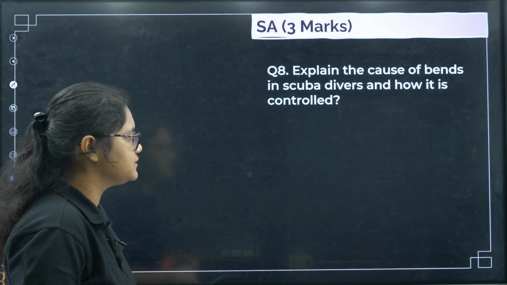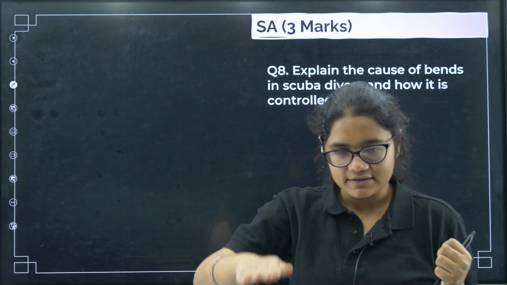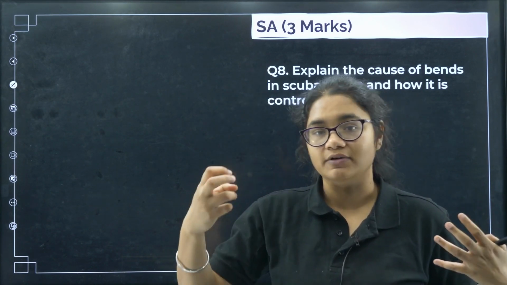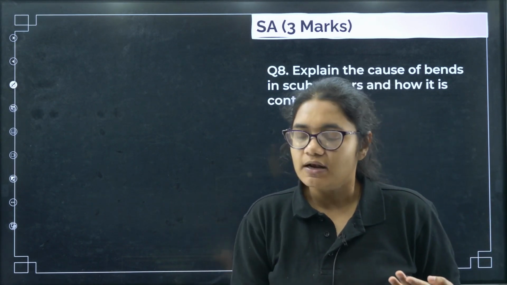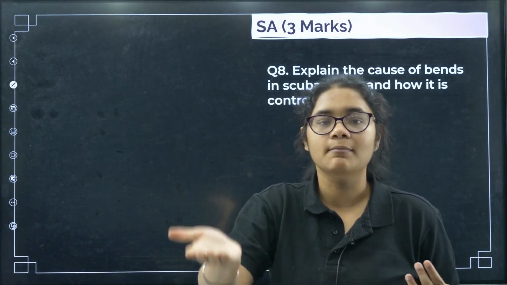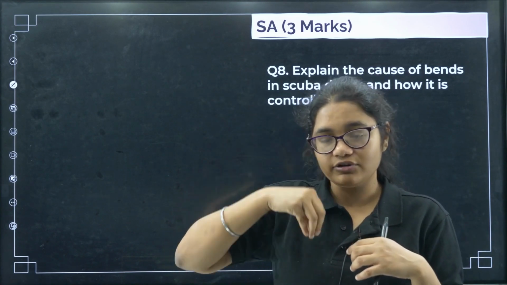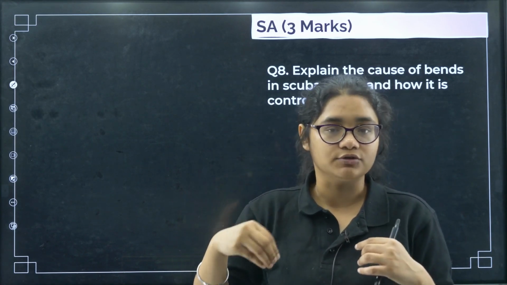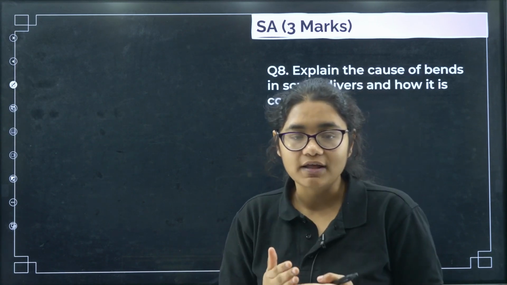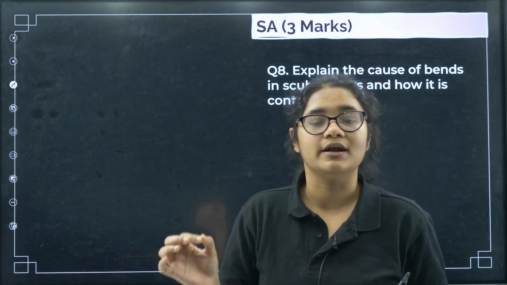Explain the cause of bends in scuba divers and how it is controlled. Let me explain quickly. When the scuba divers go deep down the ocean, pressure is increasing, so the solubility of nitrogen in the blood will increase. Now when the scuba diver comes to the surface of the water, pressure is decreasing, solubility will decrease. So the nitrogen gas which was dissolved in the blood comes out in the form of bubbles. Now this can block the arteries and veins, and can cause severe pain to the scuba divers, which is called bends.